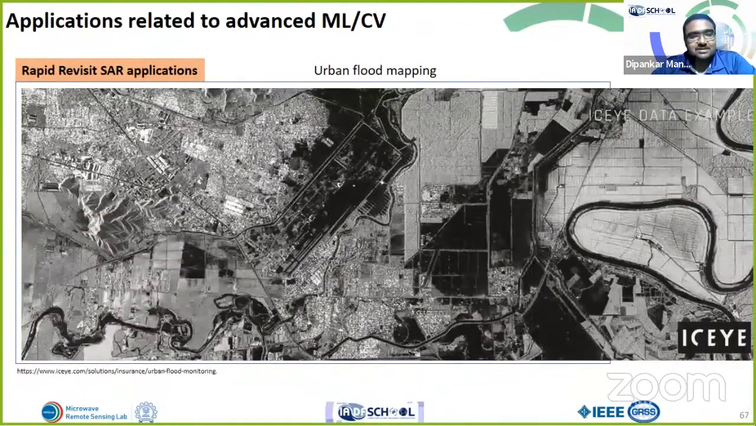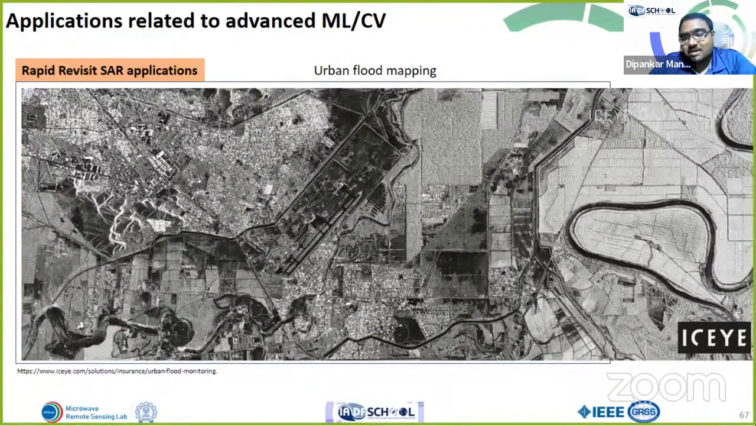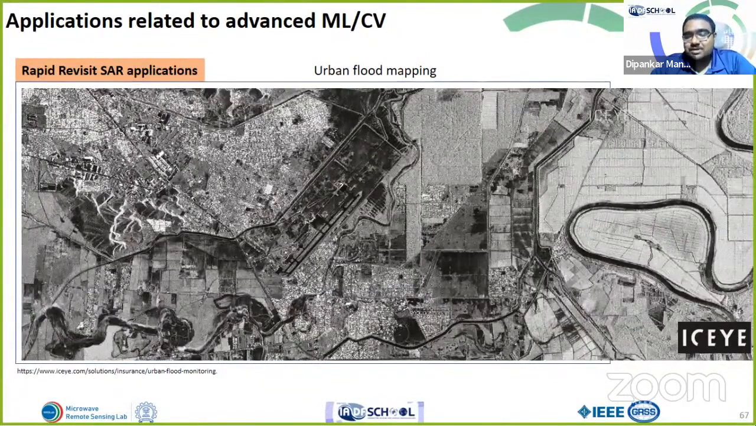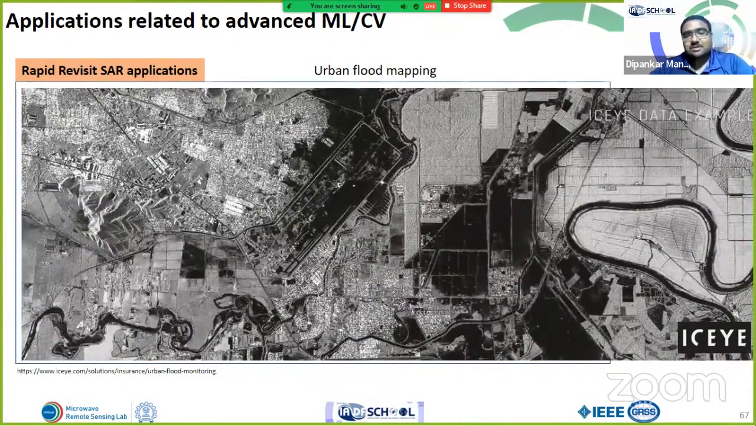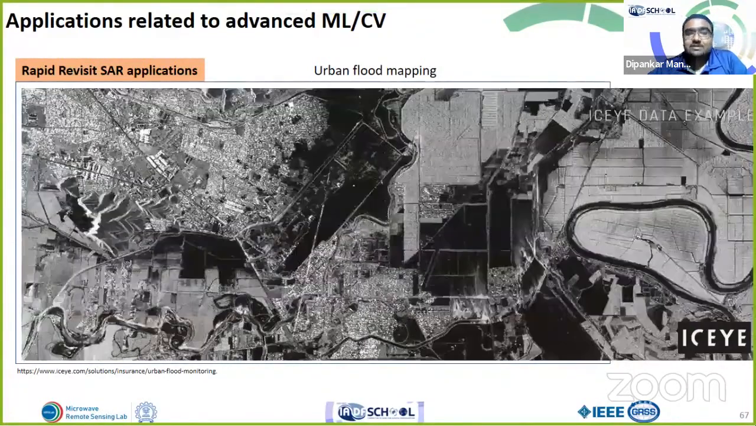And there is one interesting study that recently got attention, which is rapid revisit microwave data sets. With the recent constellations of satellites like ICEYE, and a commercial system called Capella Space, very frequent revisit data sets are available. Now, how can you utilize or analyze these products for different applications? One application is urban flood mapping, which utilizes backscatter at the HH component, horizontal transmit and horizontal receive, which shows a very nice mapping of flooded areas within an urban region, which is very difficult with long-revisit satellite microwave systems. This is one of the recent developments, utilizing advanced statistical and machine learning algorithms on microwave data sets.